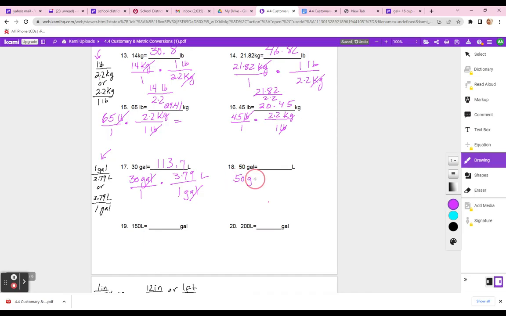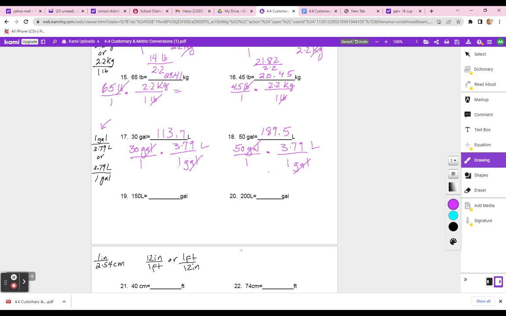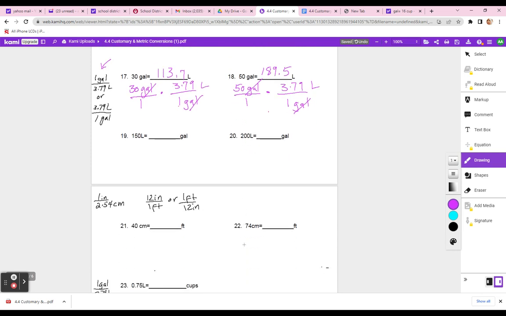50 gallons over 1. We want the gallons to divide out, so 1 gallon is 3.79 liters. Gallons will divide out. 50 times 3.79 is 189.5 liters. Again, pause, work the problem, and come back and check.